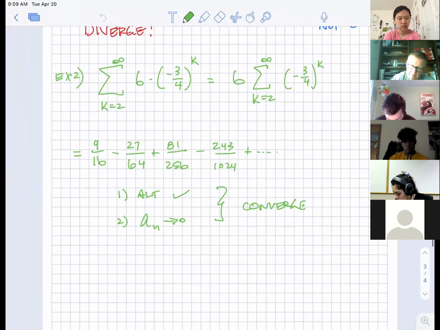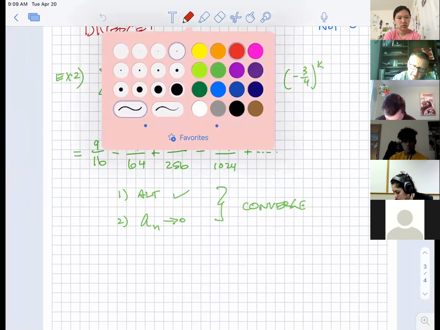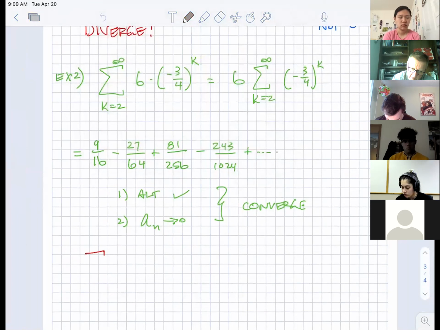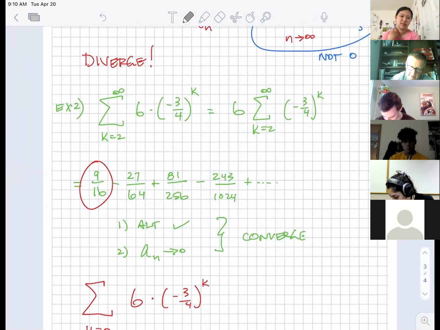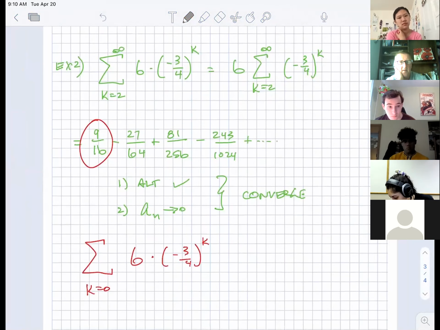Anybody have a modification for that? I've got to think about this. It doesn't come automatic for me. So I've got a 6 here and I've got a negative 3/4 to the k, but I'd really like this to start at k is 0. Well, this is our first term, right? So how are we going to get that first term to work out correctly?